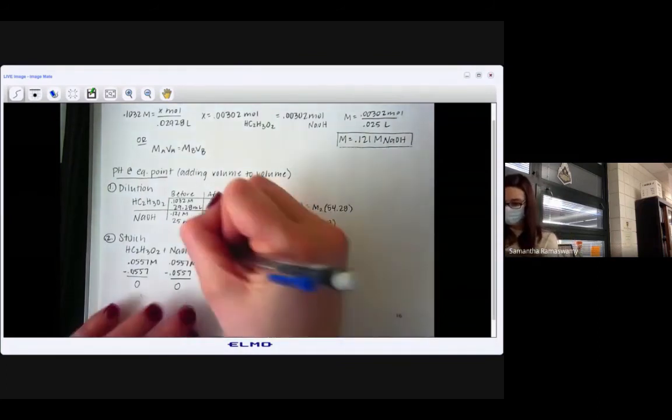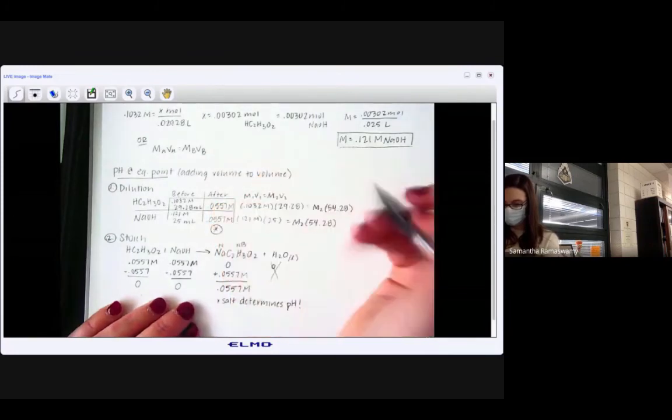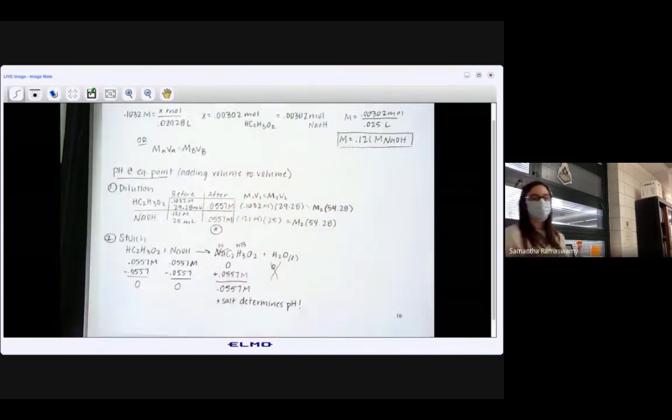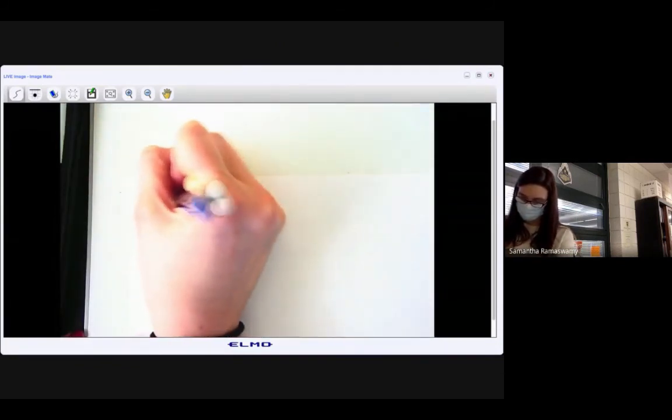Na+ is neutral. C2H3O2- is a weak base. I'm going to ignore Na+. My focus is on acetate. Well, now this is going to look like what we did before. So now we're going to look at the equilibrium.